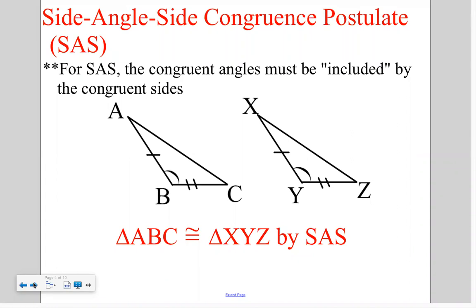So that's the term we used a couple of days ago. We use this, and it's the side angle side congruence postulate. That angle has to be in between the two sides. Okay? It has to be in between.